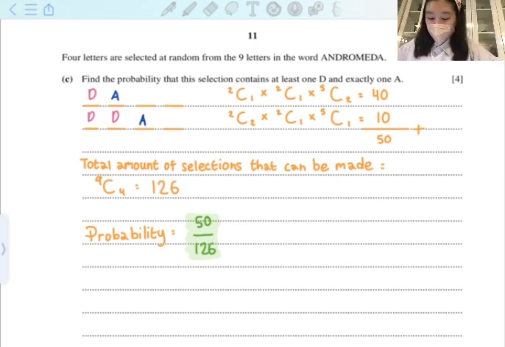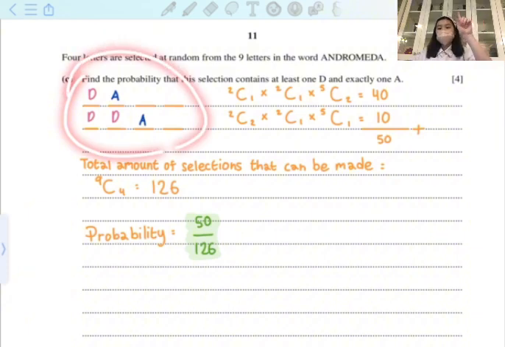So here, 4 letters are selected at random from the 9 letters in the word Andromeda. C. Find the probability that this selection contains at least one D and exactly one A. Now, remember, there are only 2 Ds in Andromeda and 2 As in Andromeda, but you can only have exactly 1 A and minimum 1 D. So you can see the dashed lines here.